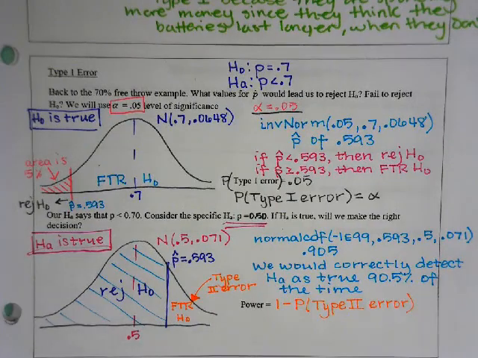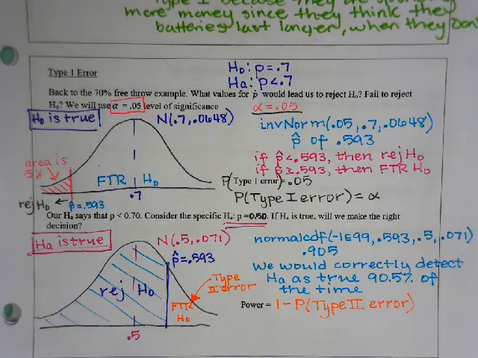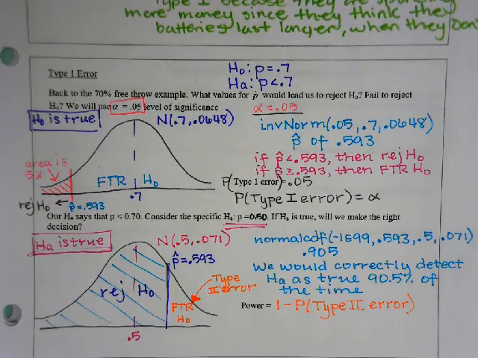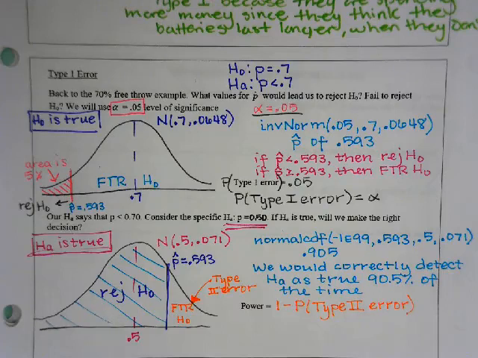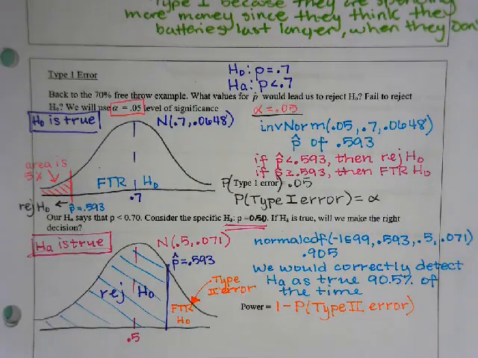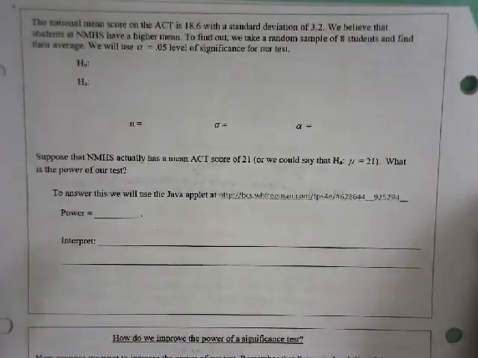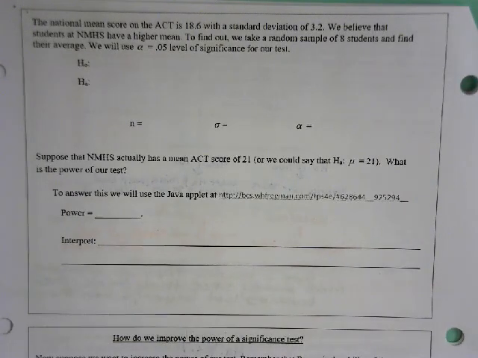Everybody good if we flip? Alright, so this time we're going to look at the same type of idea, but we're going to look at one of those special computer programming things. So the national mean score on the ACT is 18.6 with a standard deviation of 3.2. We believe students at North have a higher mean. So to find out, we take a random sample of 8 students and find their average. We're going to use an alpha level of 0.05 for our significance test.